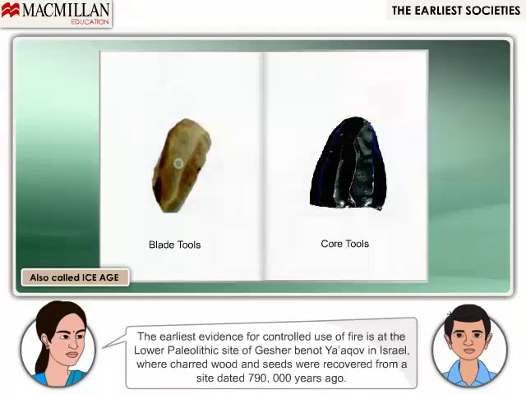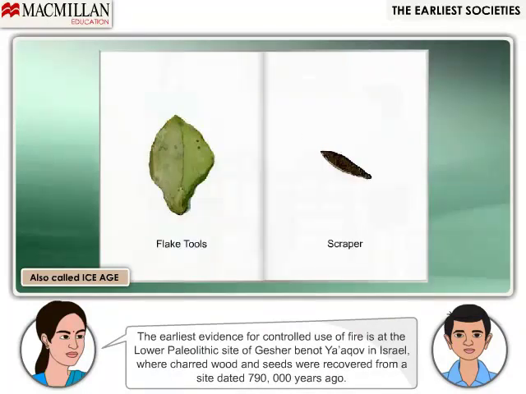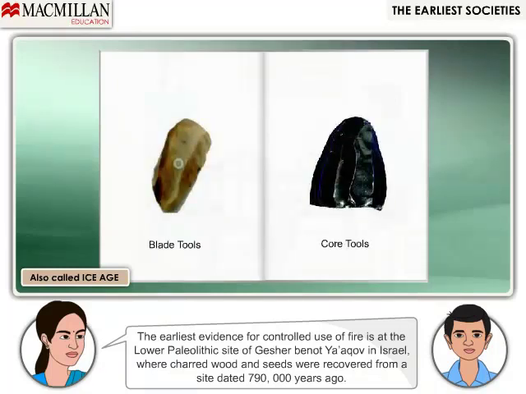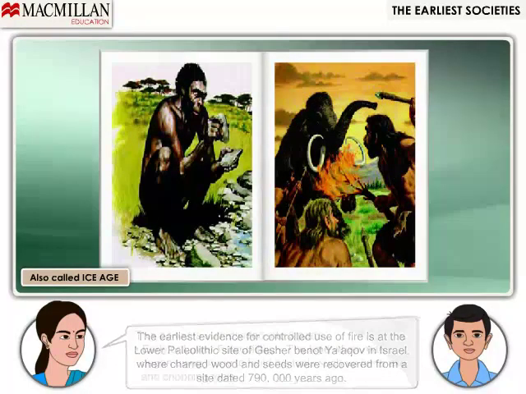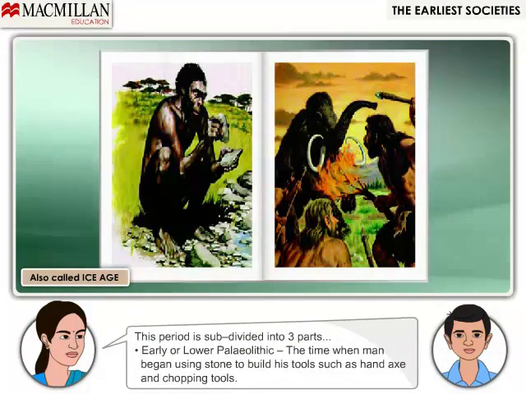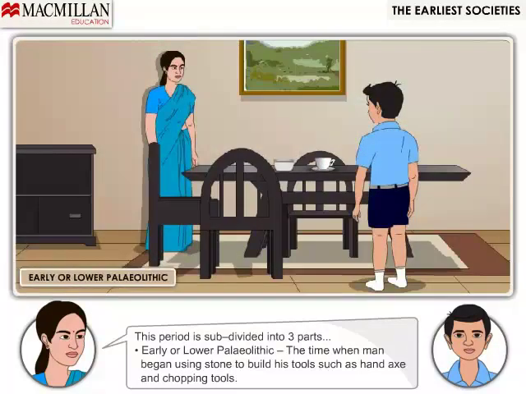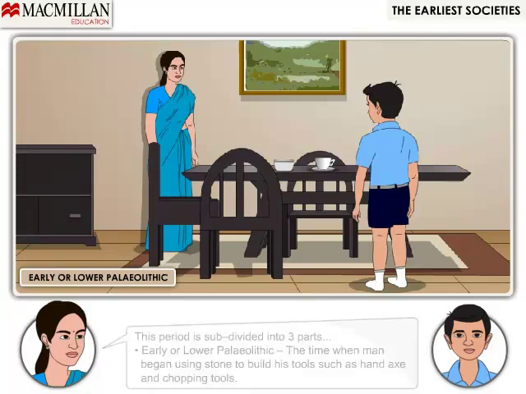The earliest evidence for controlled use of fire is at the Lower Paleolithic site of Gesher Beno Yaakov in Israel, where charred wood and seeds were recovered from a site dated 790,000 years ago. This period is subdivided into 3 parts: Early or Lower Paleolithic, the time when man began using stone to build his tools such as hand axe and chopping tools.